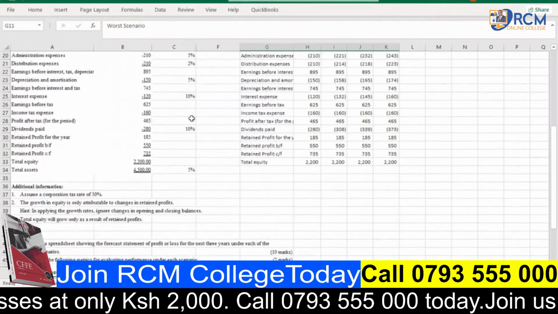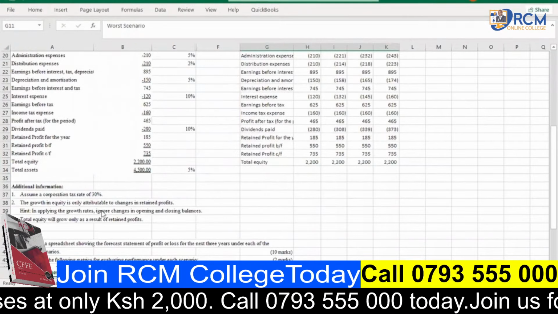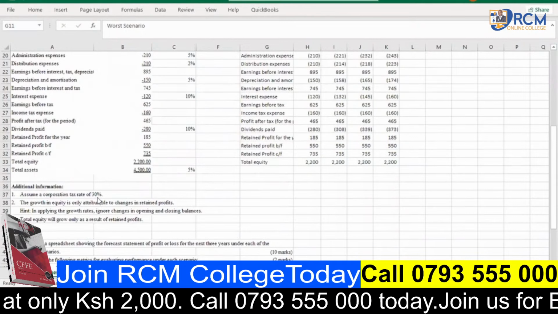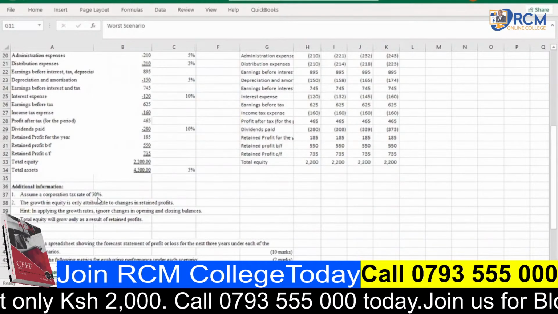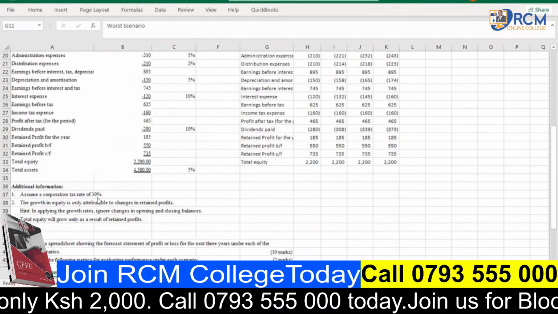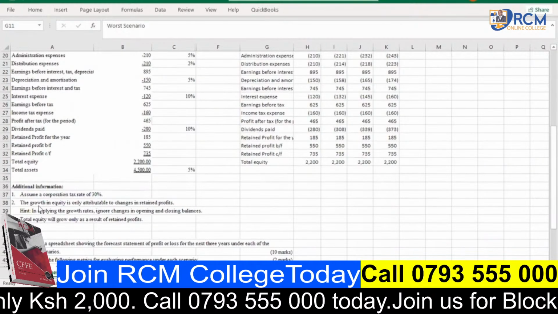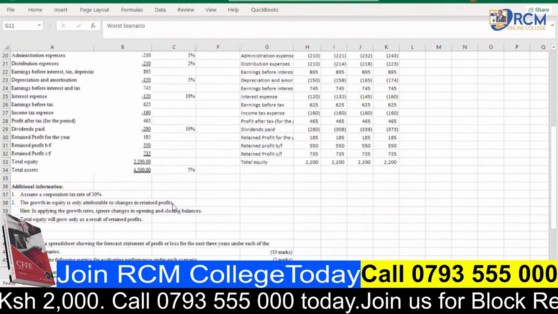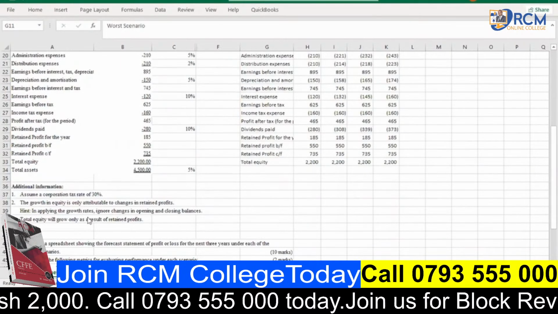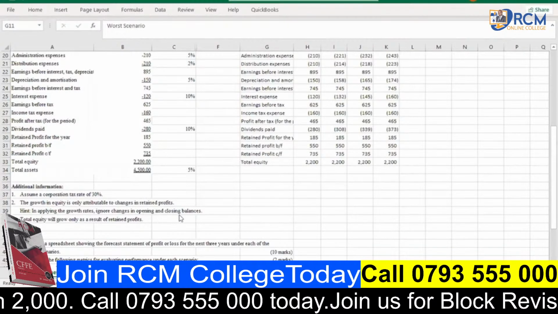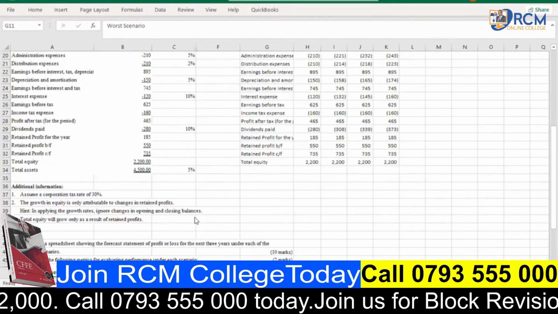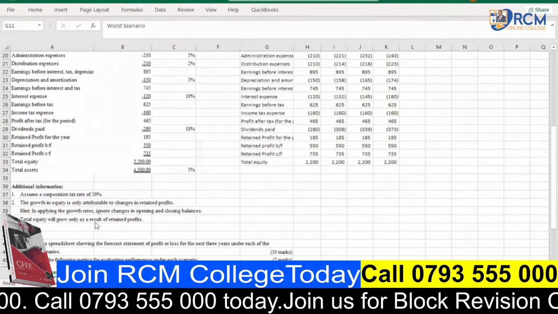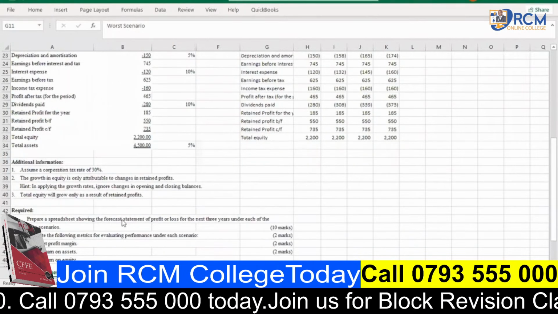Of course, there is some information given to me, some assumptions, some instructions. Assume a corporate tax rate of 30%. That is one instruction given to us. Then the growth in the equity is only attributed to changes in retained profits. Then in applying the growth rates, ignore changes in opening and closing balances. Then total equity will grow only as a result of retained earnings. So they are emphasizing that.